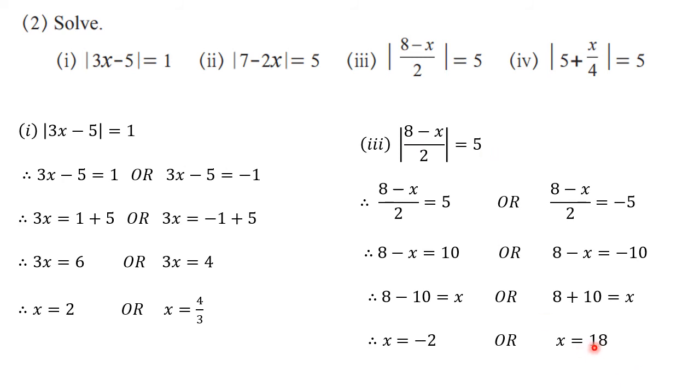Correct? Second case, we have to put x is equal to 18. So replace x by 18 here. So 8 minus 18 is minus 10. Minus 10 divided by 2 is minus 5 and the absolute value of minus 5 is 5. That means we are correct.